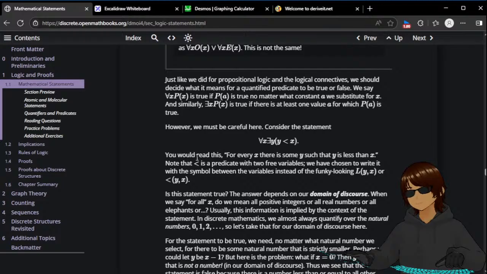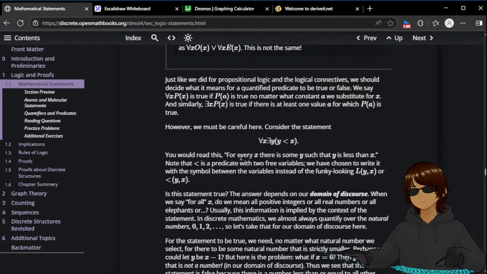Just like we did for propositional logic and logical connectives, we should decide what it means for a quantified predicate to be true or false. We say for all x P(x) is true if P(a) is true no matter what constant a we substitute for x. Similarly, there exists x P(x) is true if there is at least one value a for which P(a) is true. You must be careful here. Consider the statement for all x there exists a y where y is less than x.